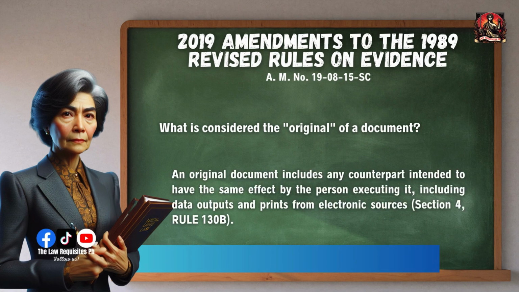What is considered the original of a document? An original document includes any counterpart intended to have the same effect by the person executing it, including data outputs and prints from electronic sources, Section 4, Rule 130B.